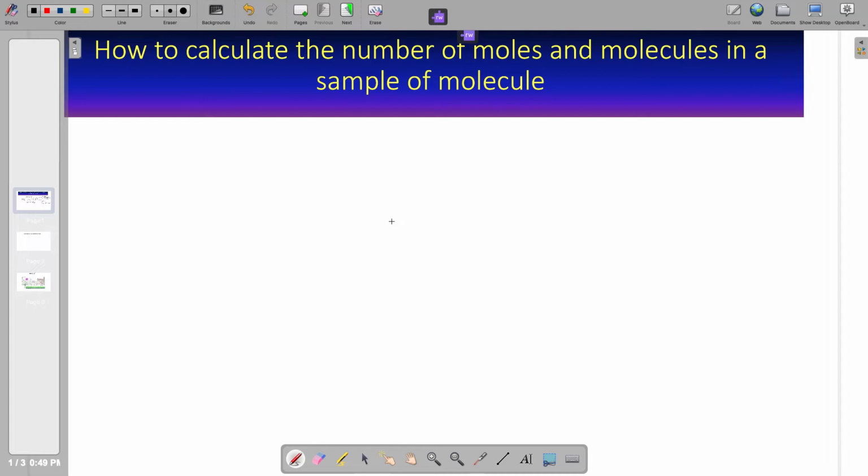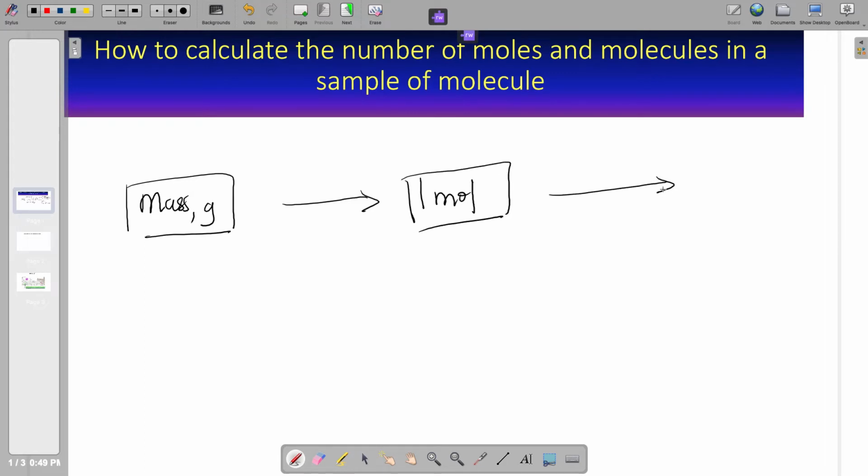So I'll go ahead and write the following. We'll say mass in grams is connected to 1 mole, and 1 mole is connected to molecules. So this means that if you want to go from mass in grams to molecules, you have to go through moles. So you have to first convert from mass in grams to moles, and from moles to molecules.